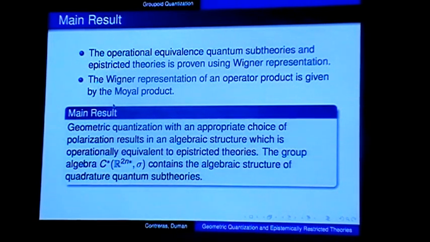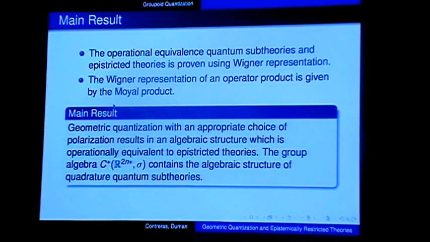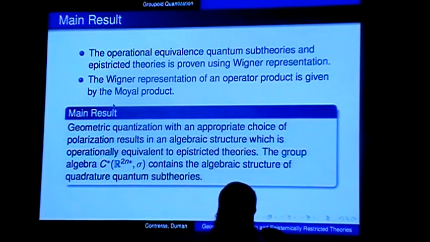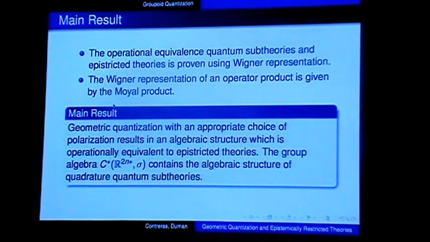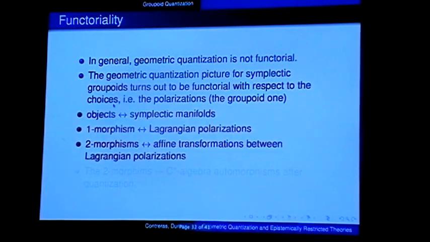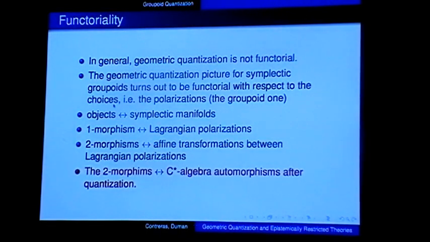So we can conclude that by geometric quantization we can go from the epistemic theories to the quantum subtheories, and the group algebra, this twisted C-star group algebra, contains the algebraic structure of the quadrature quantum subtheories. Generally, geometric quantization is not functorial, but in our case it's a very specific case, so it will be functorial.